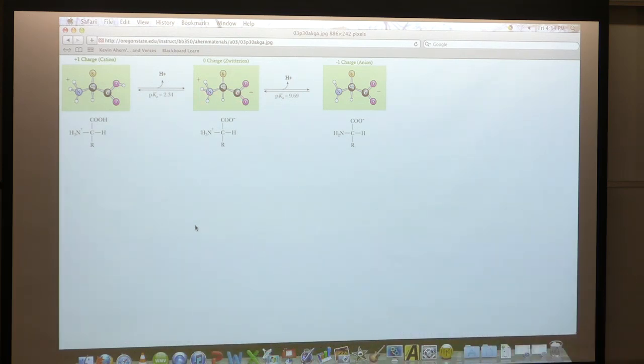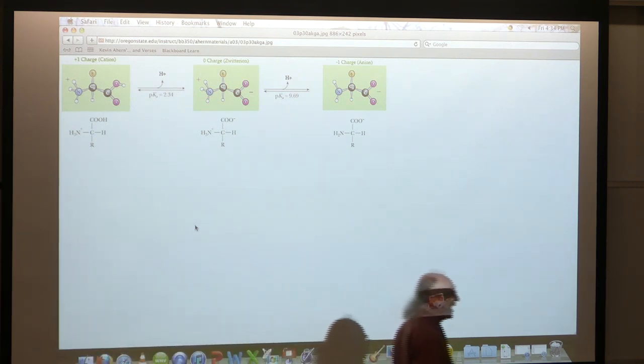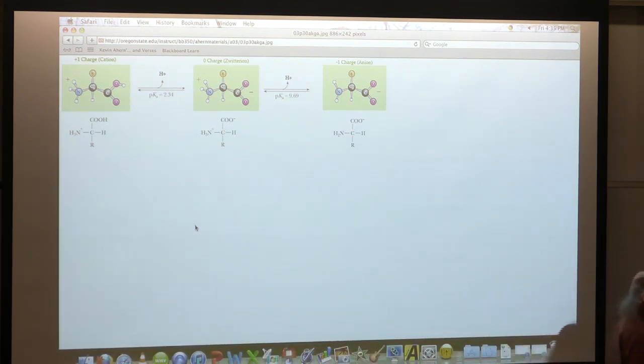A Zwitter ion is a molecule whose charge adds up to 0. That's what a Zwitter ion is. Okay. All right. Well, if we keep raising the pH, we get up into the high pH as we see that the other proton comes off, and when the other proton comes off, we have a molecule that has a charge of minus here, 0 here, or an overall charge of minus 1. Okay? Clear as mud? Okay.